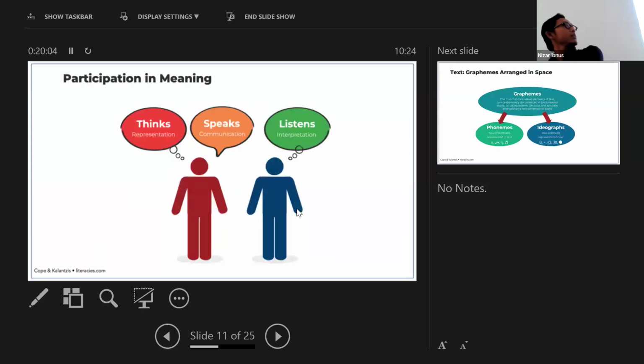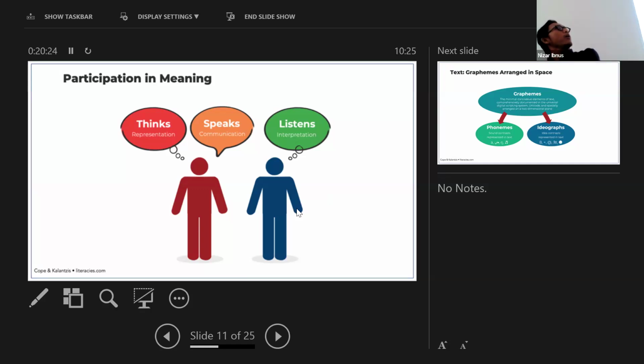This one is also interesting because there are three different colors of bubble. The first one is red, the second one is orange, and the last one is green. The different color hasn't been done for nothing, because it has meanings.